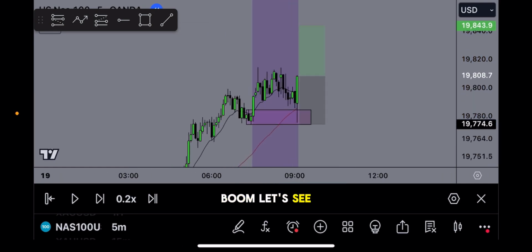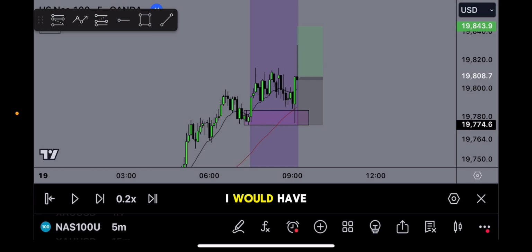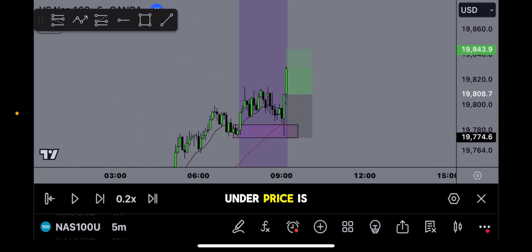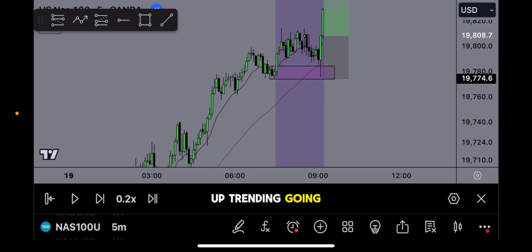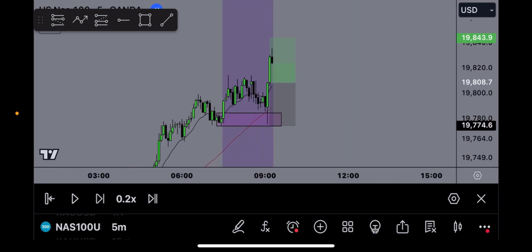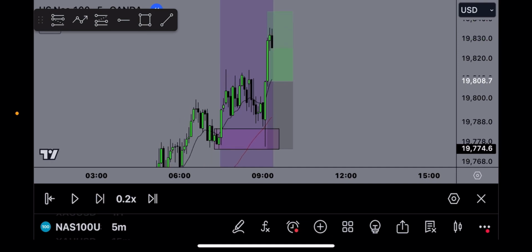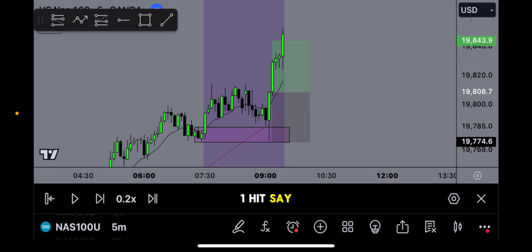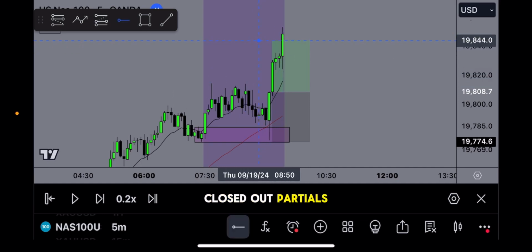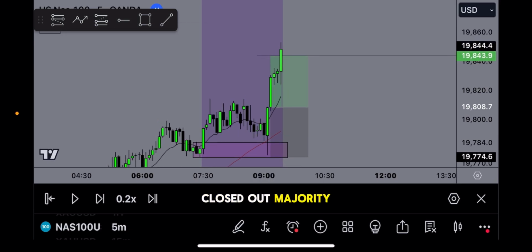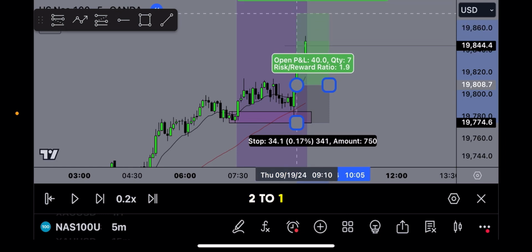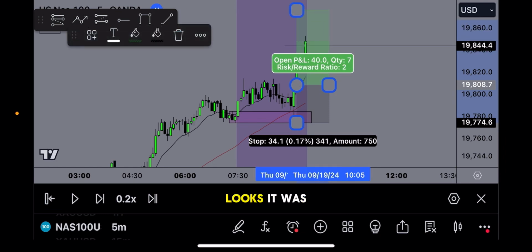Boom. Let's see what would have happened. Bam, I would have been in the trade for buys. 3 MAs are under. Price is uptrending, going up. Boom. See. Bam. TP1 hit. Take profit 1 hit. Here, I would have closed out partials, right? I would have closed out majority of my trade position, and I would have probably left the runner for 2-to-1, just because this trade looks clean.